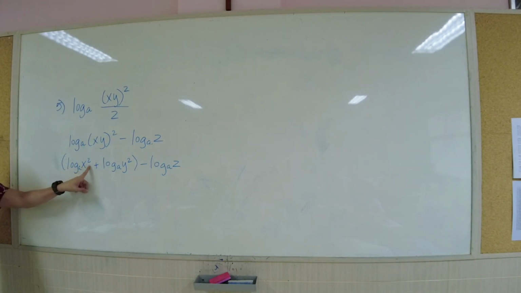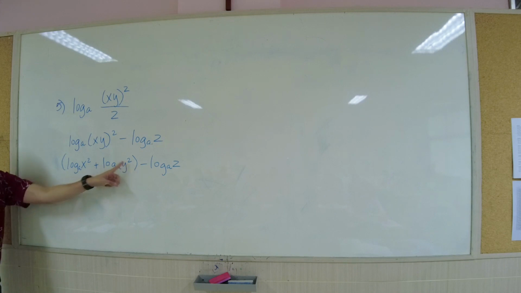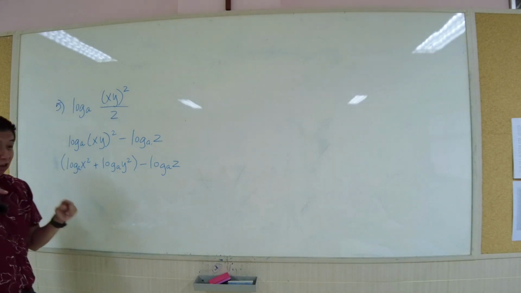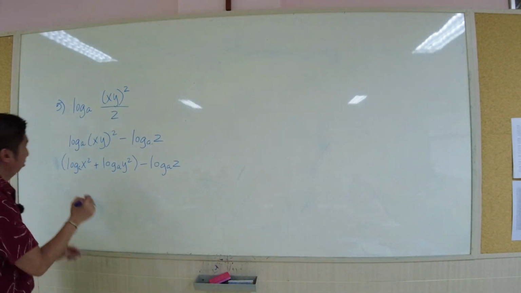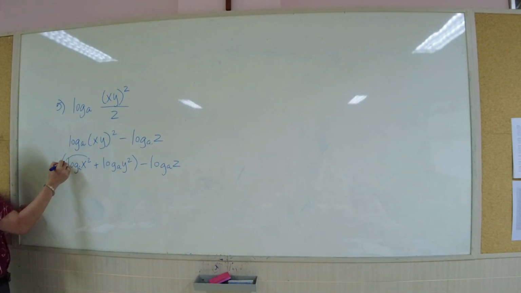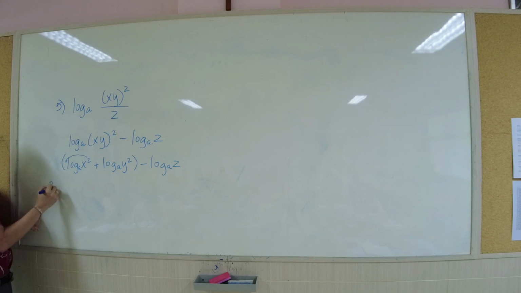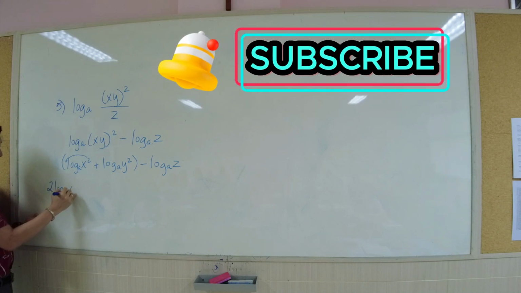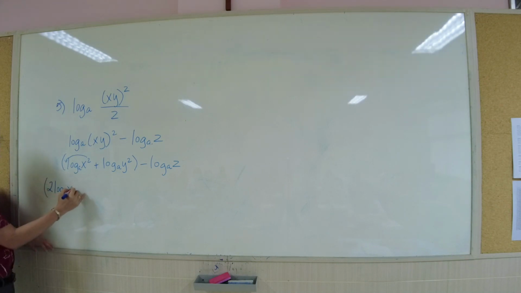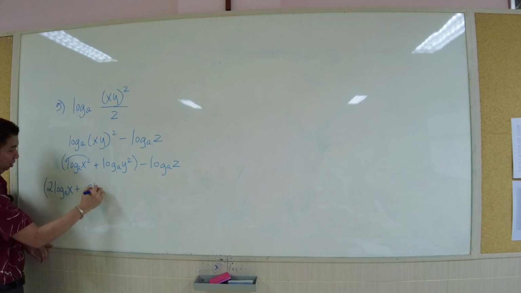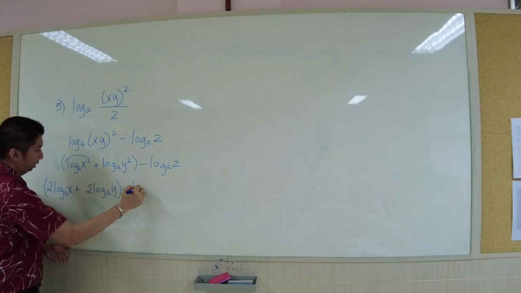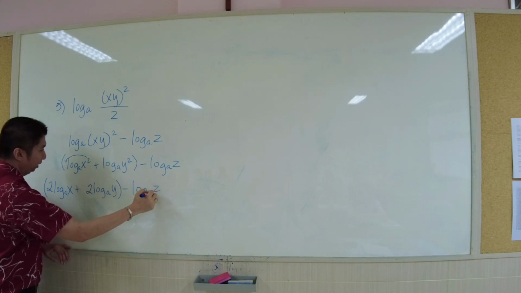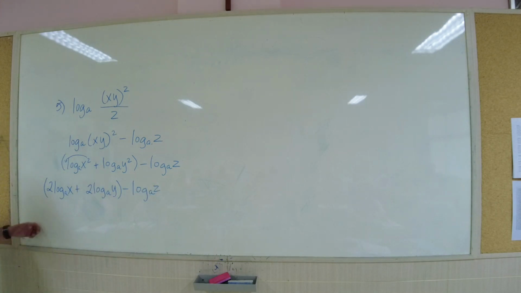The next one, your answer must not have exponent. The third law of logarithm. The exponent will be moved in here. So 2 logarithm of x base of a plus 2 logarithm of y base of a minus logarithm of z base of a. Copy.